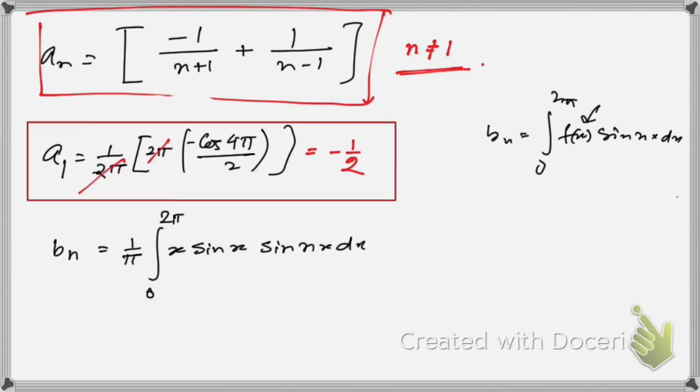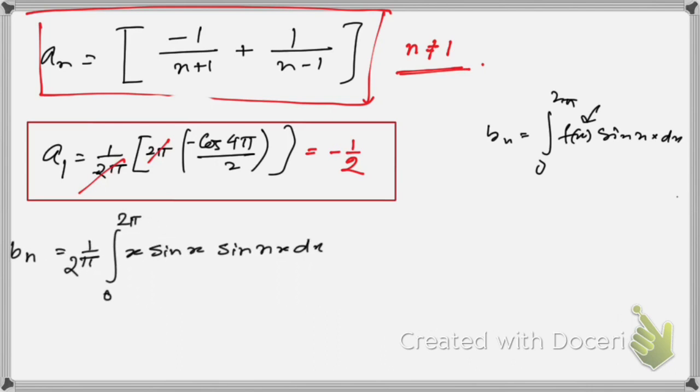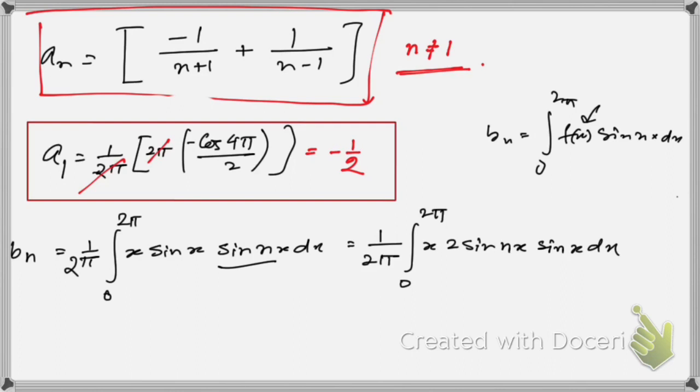Now let's find bn. How to find that? So again, what we can do here, we have to multiply this one by 2 and divide it by 2. Okay, so that's what we have done. So then doing so, what we will get, let me copy these things. So we will get 1 by twice pi, integration 0 to 2 pi, x times 2 sine nx, let me write the nx first, then sine x dx. That's what we will get, right?